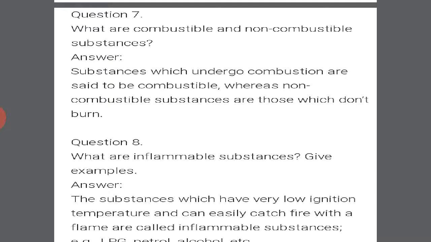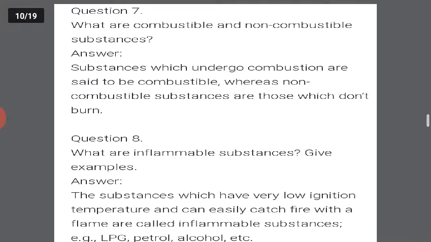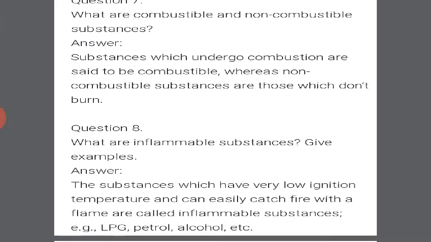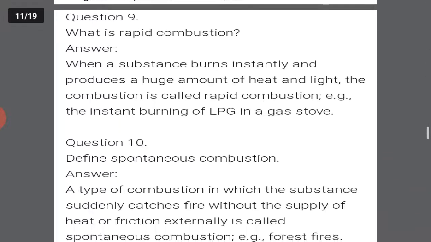We know this. Substances which undergo combustion are said to be combustible substances, whereas non-combustible substances are those which don't burn. Next question: what are inflammable substances? Give examples. Substances which have very low ignition temperature and can easily catch fire with a flame are called inflammable substances. LPG, petrol, alcohol, etc.